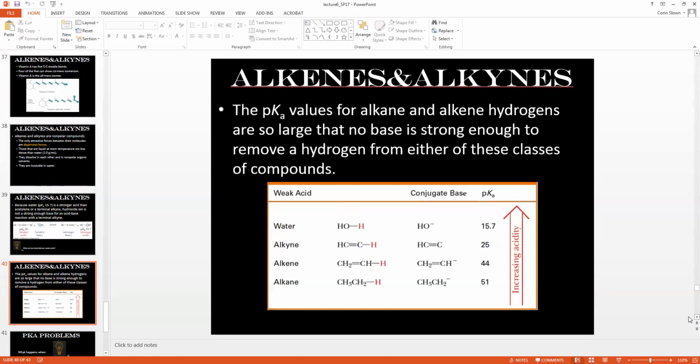pKa values for alkane and alkene hydrogens are so large that no base is strong enough to remove a hydrogen from either of these classes of compounds.